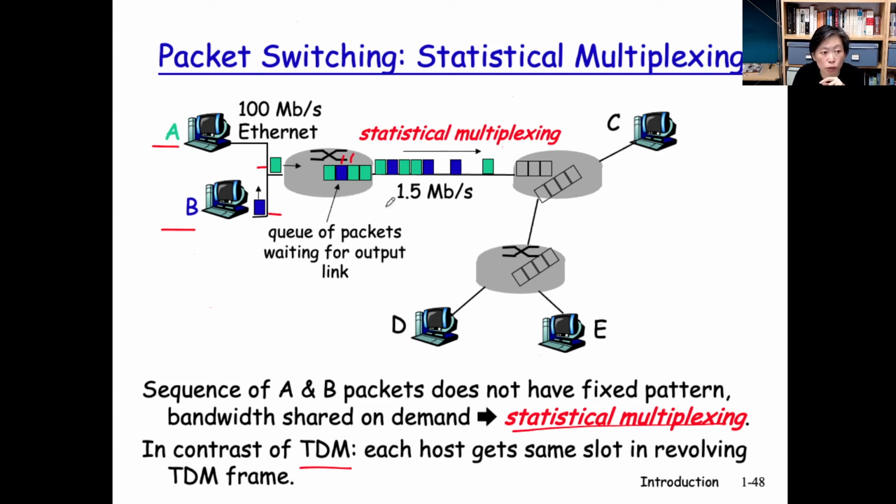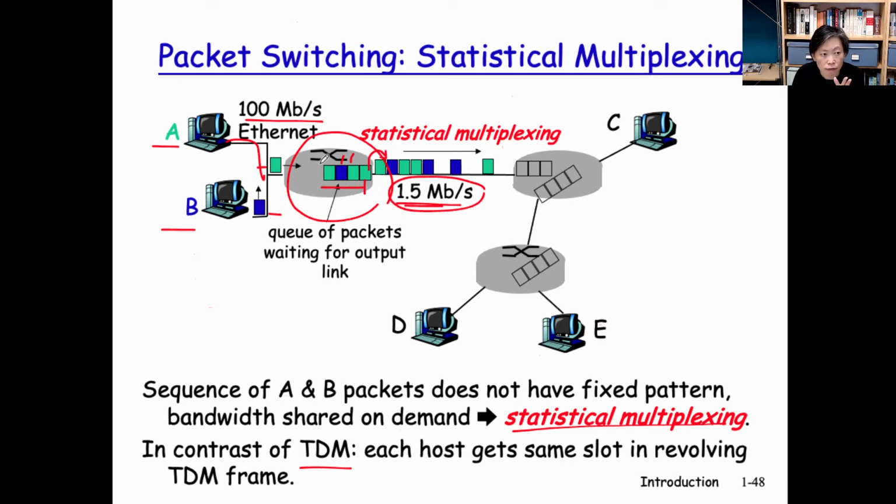Now, let me draw your attention here. The router. You see packets, in case the outgoing link bandwidth is small. And the incoming link here, this is 100 megabits per second Ethernet. This is only 1.5 going out. Chances are very high, if A and B are both actively generating lots of packets, the packets will have to wait here in the queue before they get the link.